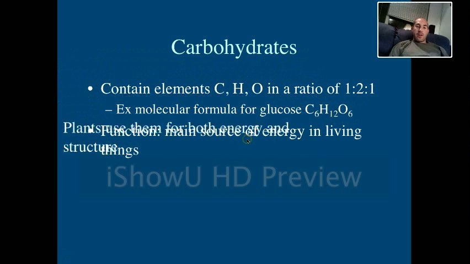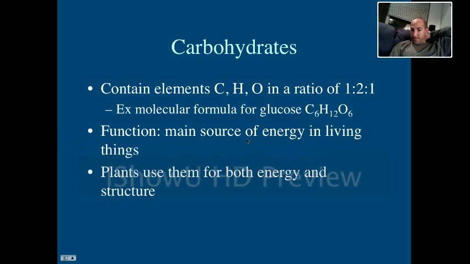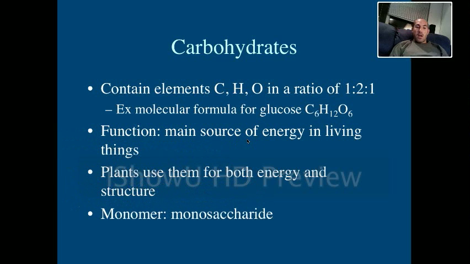The main source of energy for living things. Plants use them both for energy and structure. Structure because of cellulose. And it's easy to remember cellulose because when you bite into celery, it crunches. And that's what the cellulose is, what keeps that structure. Okay, the monomer of a carbohydrate is a monosaccharide.